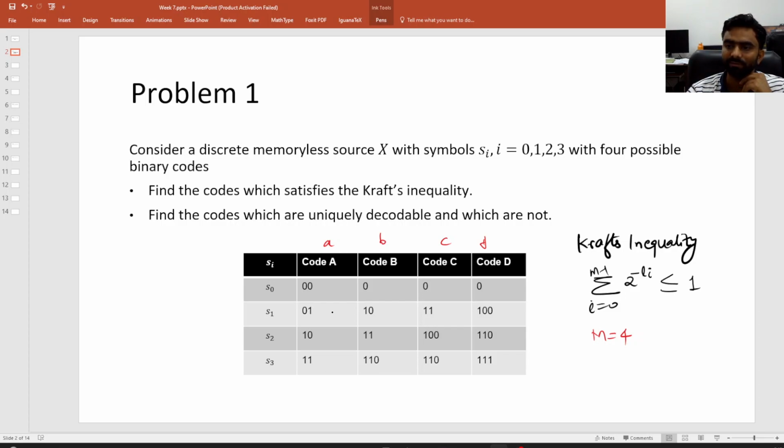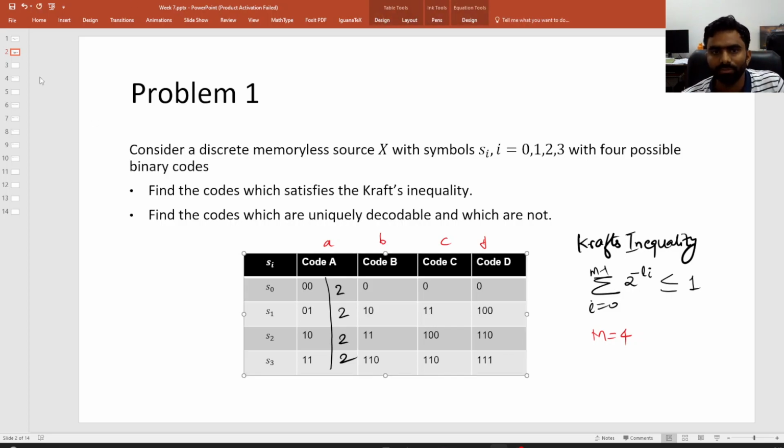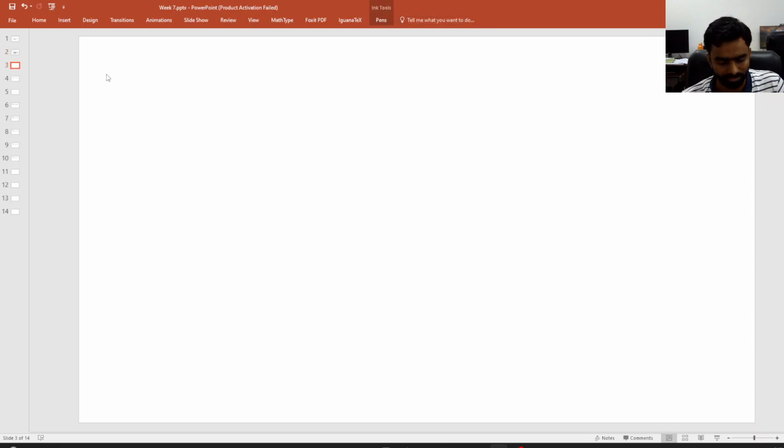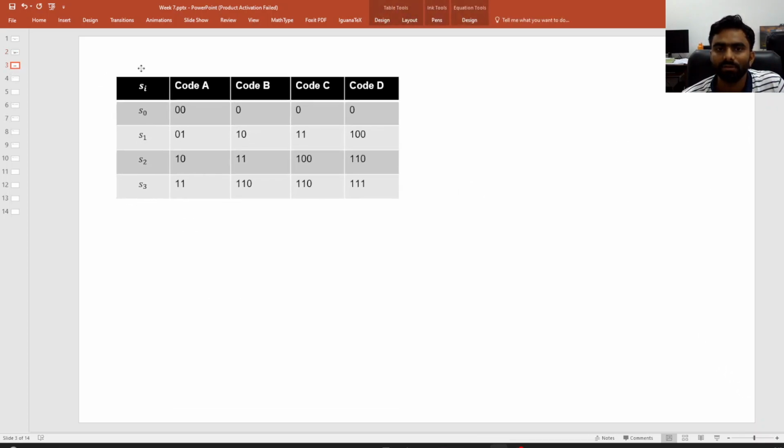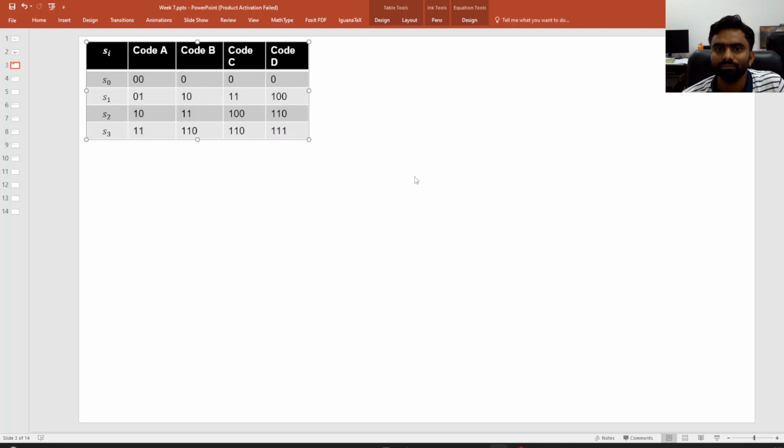Does code A satisfy the Kraft inequality? Have you calculated? What is the length here? The length of S0 is 2, 2, 2 and 2. Clear? Let's copy here and paste here. Now it is visible.